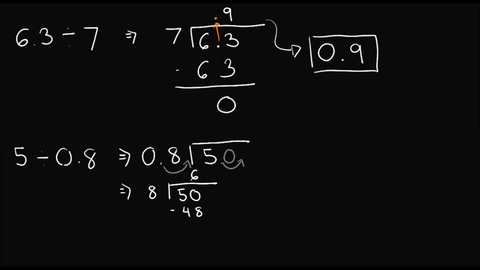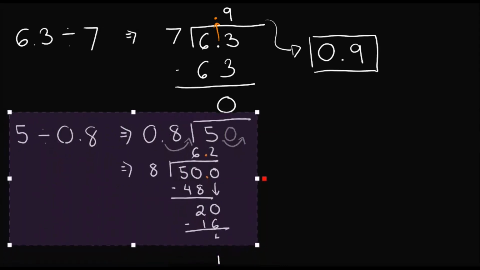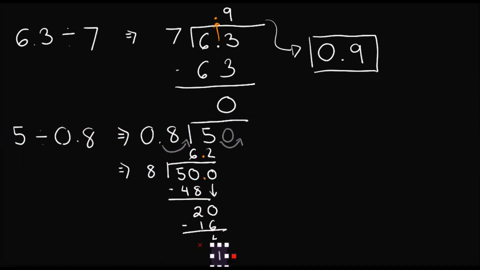48, subtract that one, would give us 2. Now since we need another 0 out here, we will add a decimal point this time. So bring down that 0, that would give us 20. So this one is 2. This one becomes 16. Subtract that one would give us 4. Since we don't have space, let's move it first. Like right there.